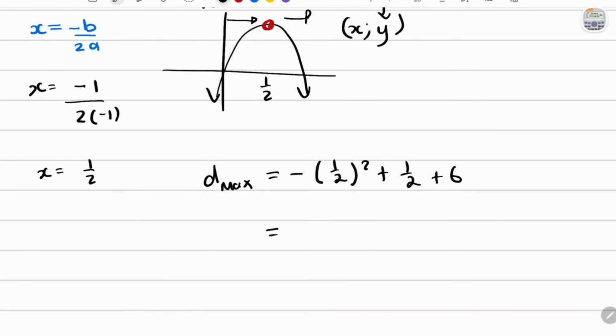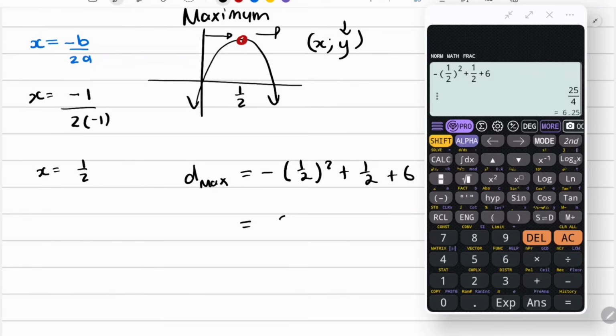And you just find the answer to this, and that would be your maximum vertical distance. And for that, we get 25 over 4. That would be the maximum vertical distance.